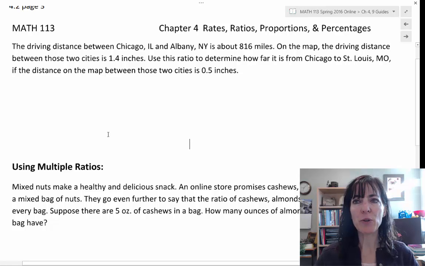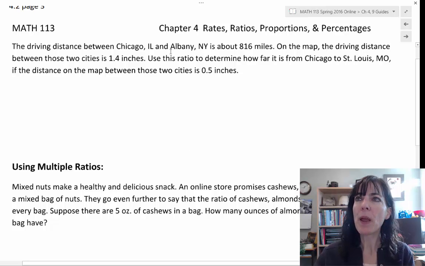Another place where we could use ratios would be for driving distances. The distance between Chicago, Illinois, and Albany, New York is about 816 miles. On the map, the driving distance between those two cities is 1.4 inches. So that's giving us a scale. We just have it in very large terms, and we can reduce it down so that it's in a unit ratio, and then we can use that ratio for other problems.